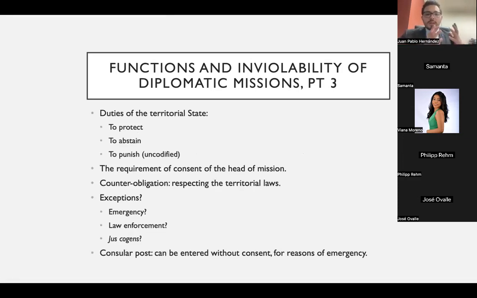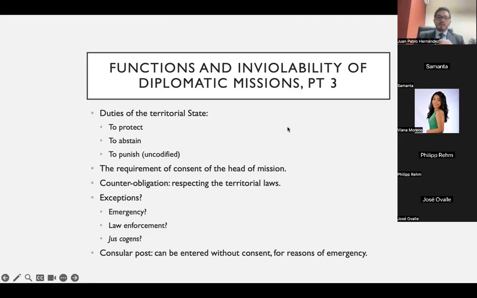Now, what duties arise for the territorial state out of the inviolability of premises? There are three basic obligations. Two of them are codified in the Vienna Convention on Diplomatic Relations, and the third one is uncodified, but according to many authors, is a duty under customary international law that naturally derives from the duty to protect. And so the duty to protect says that the territorial state has the obligation to defend and protect the dignity and the integrity and the freedom, as well as the unencumbered exercise of communication by the diplomatic mission and its members.